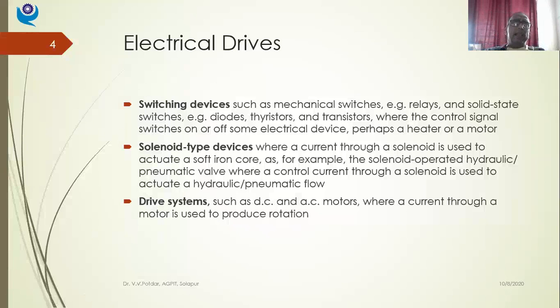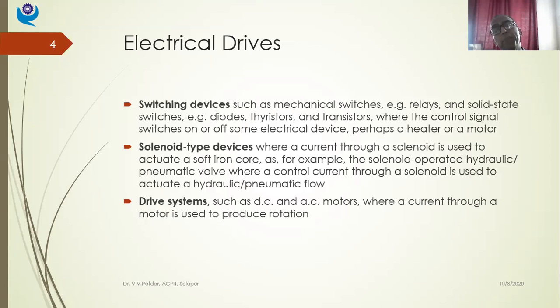In electrical drives, as I said earlier, these electrical actuating elements can be some switching devices as well. This can be a solenoid type actuating device as well, or they can be the motors proper, the drive systems proper. In switching devices, we have some mechanical switches like relays, solid state switches, diodes. Diodes are used as solid state switches, thyristors, transistors. Those transistors are also switching devices where the control signal switches on or off some electrical device, perhaps a heater or a motor. So we are not going to study these in detail. We are just having an overview of the electrical drives that we come across in mechatronic systems.